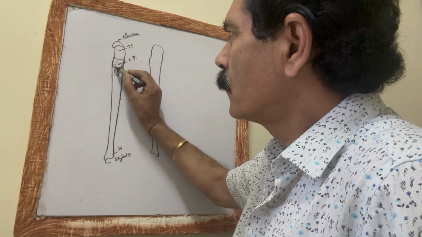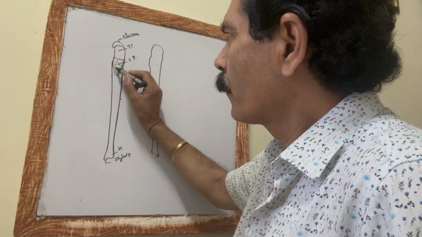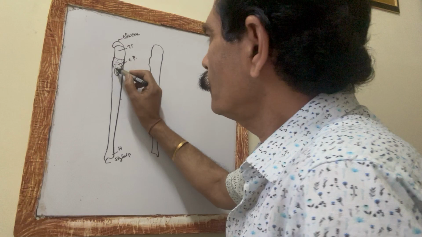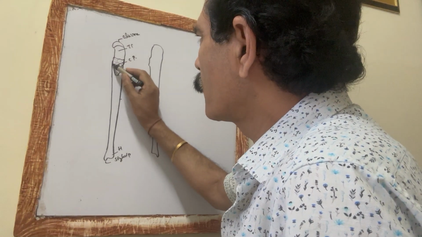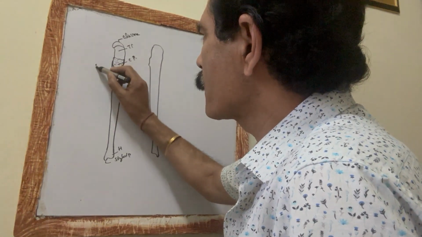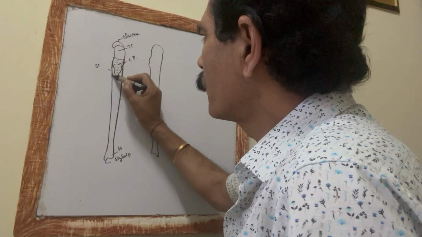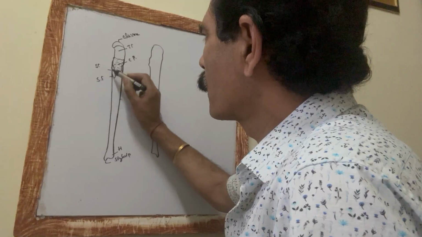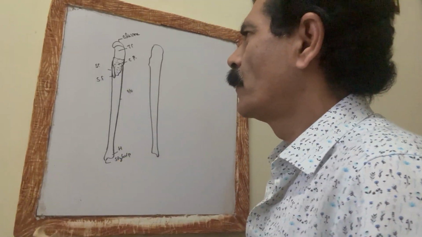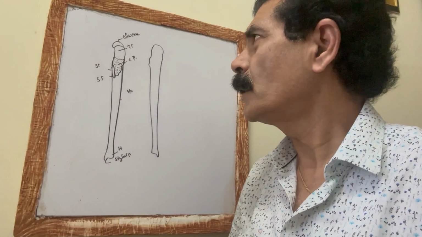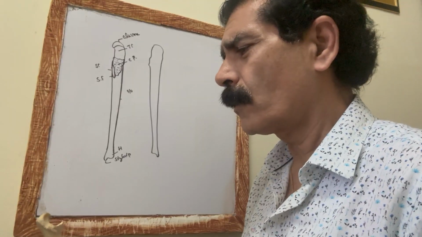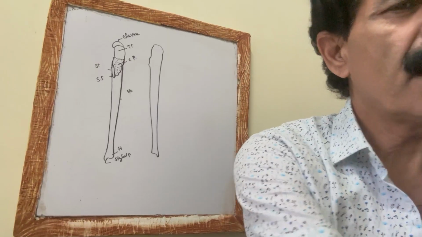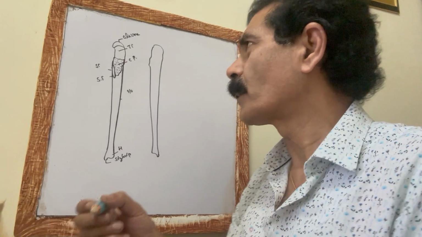Now just below the coronoid process, on the lateral side, there is the supinator crest, and there is a depressed area below. This is called the supinator fossa. So this is how we study the upper end, shaft and lower end of the ulna. Now comes the muscle attachments and the nerve supply.